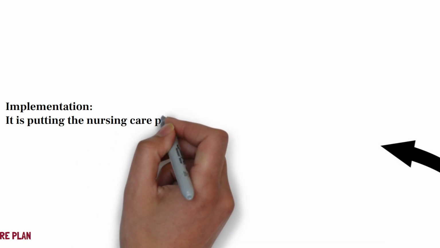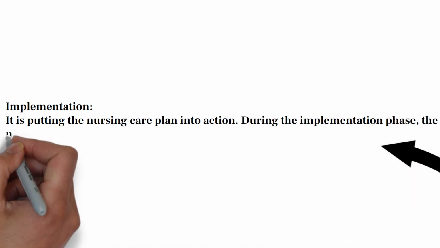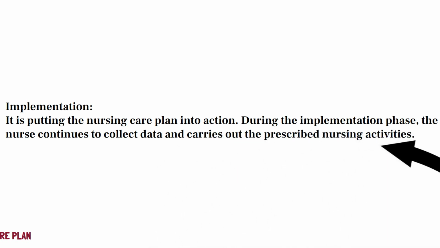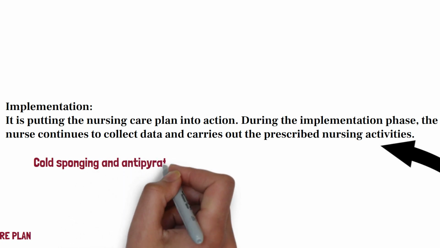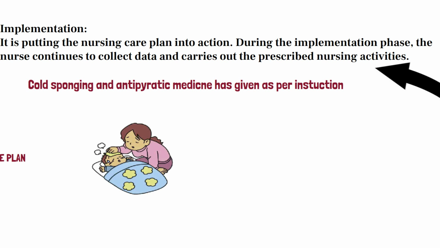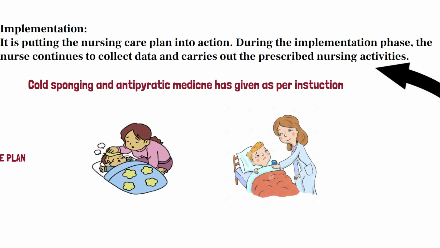Next comes the implementation. It is putting the nursing care plan into action. During the implementation phase, the nurse continues to collect data and carries out the prescribed nursing activities. That means in this phase, whatever care the nurse has planned, she will apply or implement into the patient. So that's why it is called the action phase. So here in the example, the nurse planned to give cold sponging and antipyretic medication. So in the implementation phase, the nurse will give cold sponging and administer the antipyretic medication to the patient.